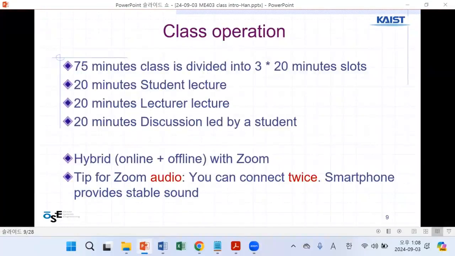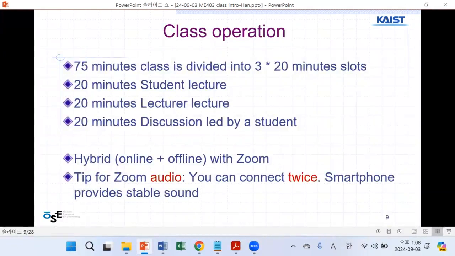So class operation: 75 minutes is divided into 3 slots of 20 minutes. First, a lecture by one of you, and then 20 minutes by myself. And then the discussion session led by one of you again. That is the typical operation of one class.